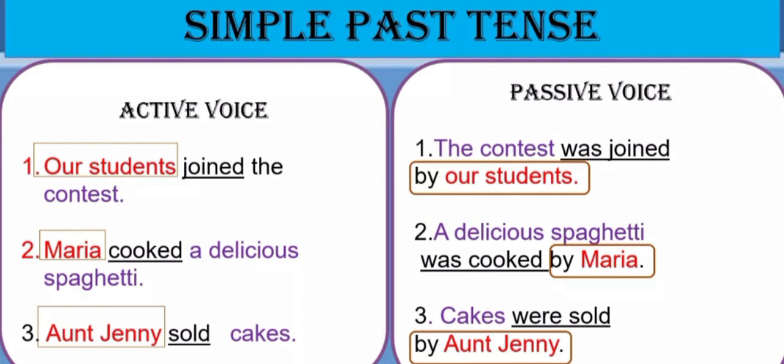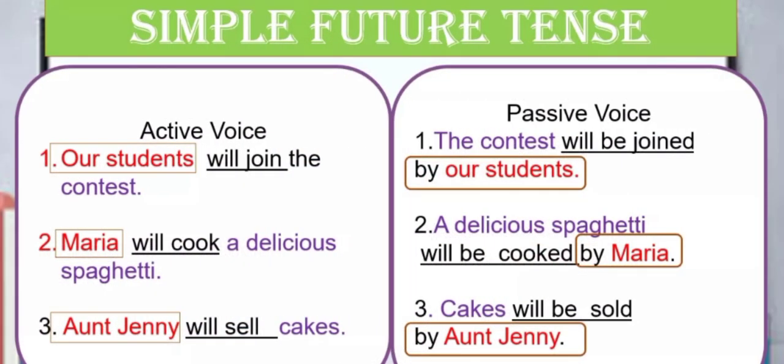So we now make use of were because sold is the verb in the active voice. It's in the simple past tense. So by Aunt Jenny. Let's have the simple future tense. I hope at this time you are already getting the idea of how to change active to passive. So we now have the examples. Our students will join the contest. That's in the active. So again, just like I said a while ago, you start changing the active to passive from the word that comes after the verb.